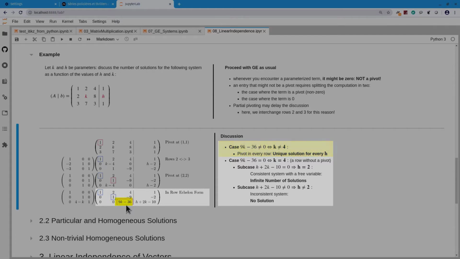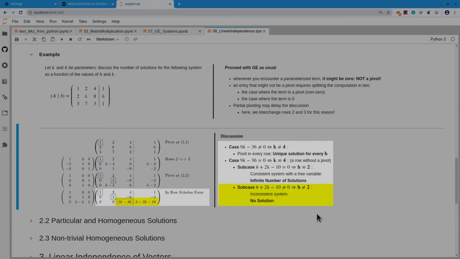If 9k minus 36 is 0, so if k happens to be 4, then I have a row of zeros equal to some right-hand side. Plugging in k equals 4, that's h minus 2. Well, now it depends on the value of that right-hand side. If the right-hand side happens to be 0, my system is consistent, and I have a missing pivot and therefore an infinite number of solutions. Whereas if the right-hand side is non-zero, I have no solution.